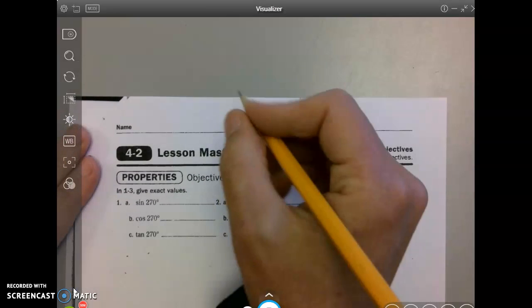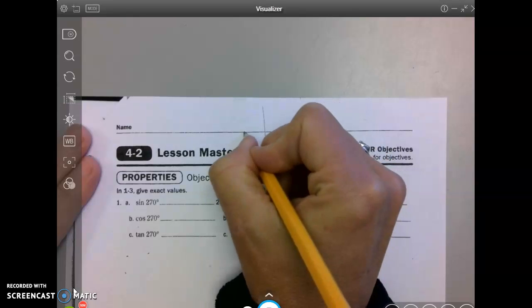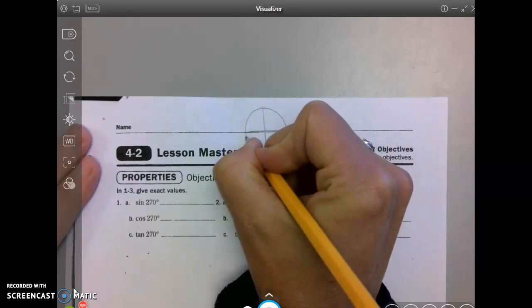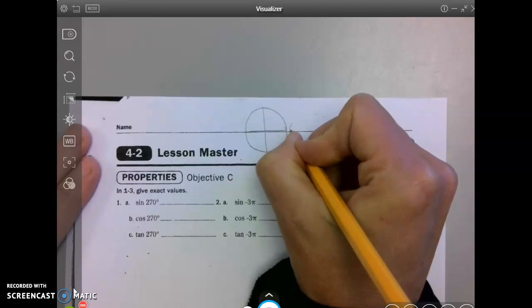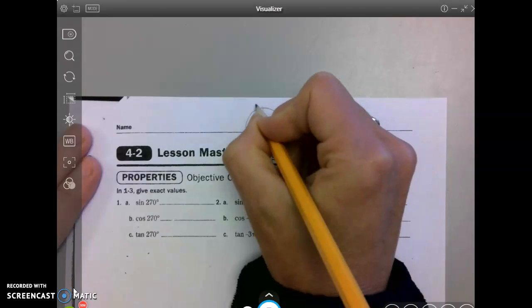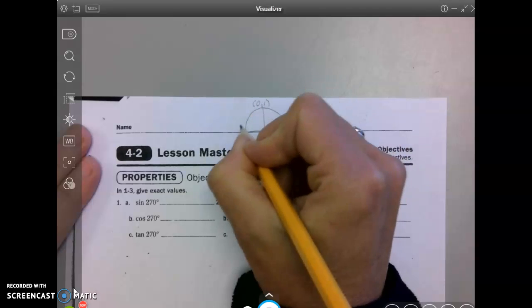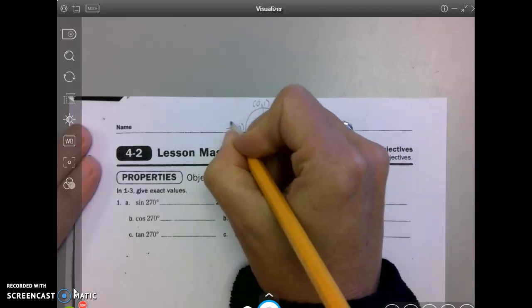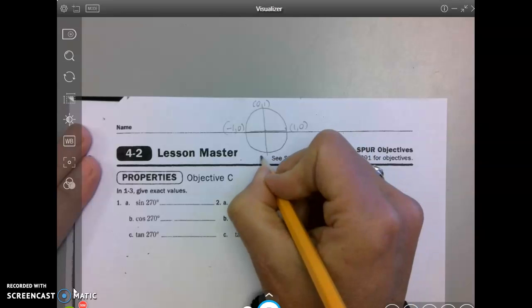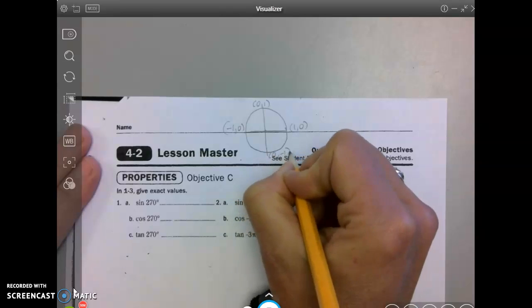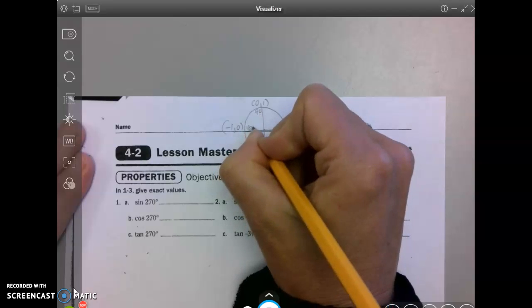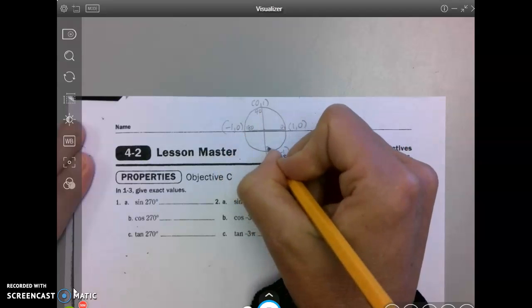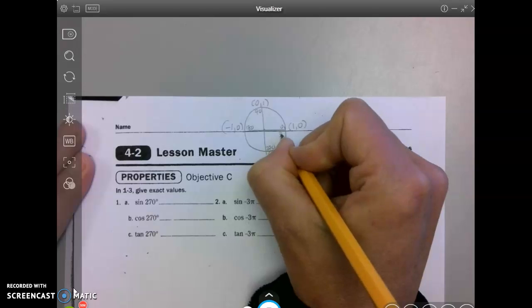Okay, so I'm going to draw myself a little unit circle here where I have the ordered pair 1, 0, 0, 1, negative 1, 0, because remember this is the origin, and this would be 0, negative 1. This is 0, 90, 180, 270, and 360.